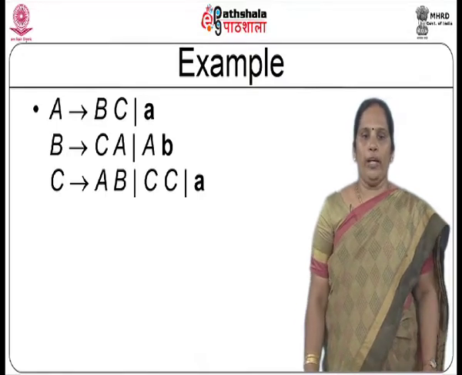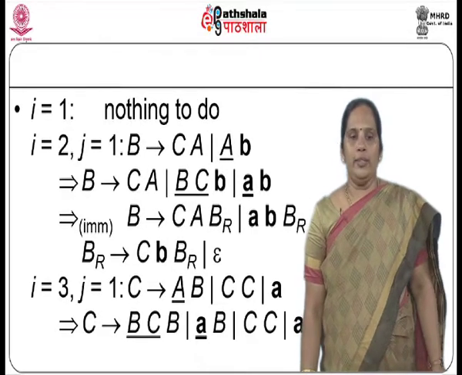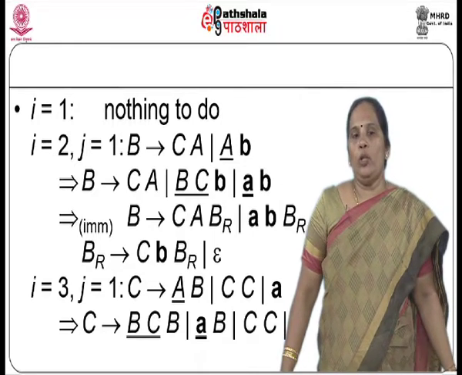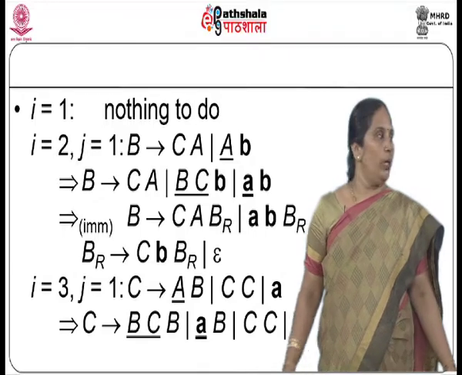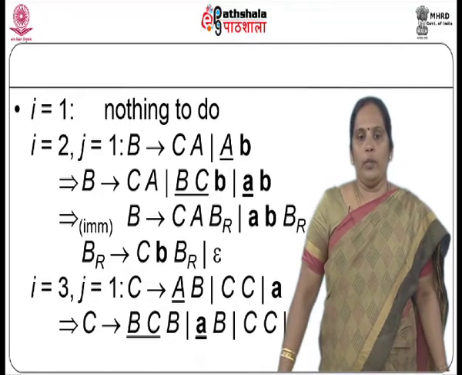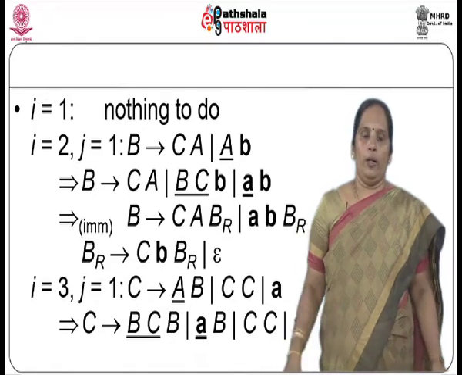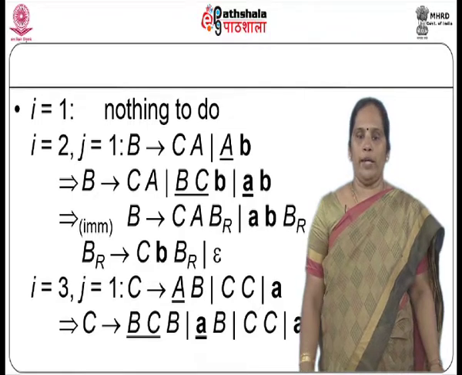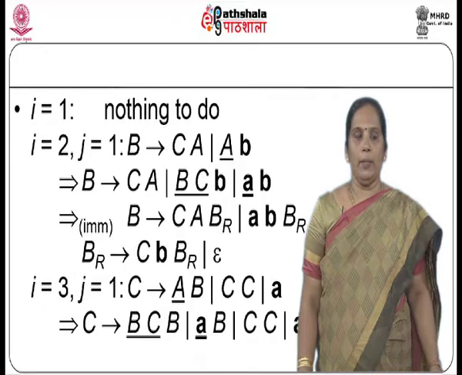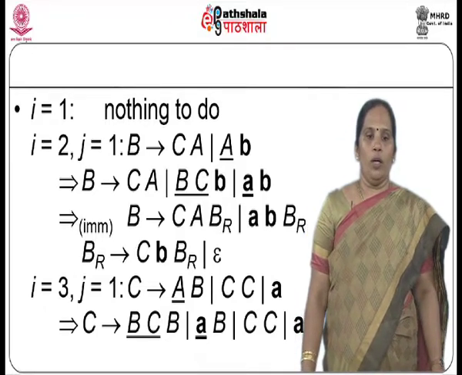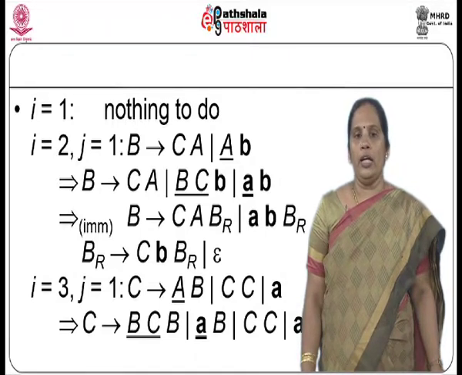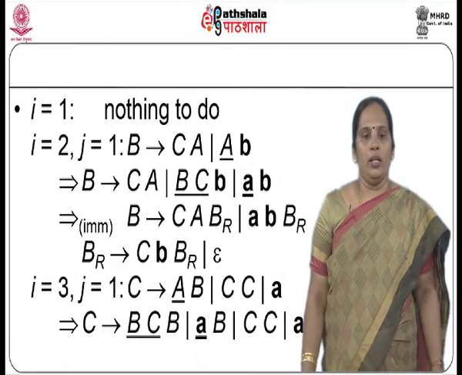Okay. So, what will I do? When i is equal to 1, there is nothing to do because your loop runs from j equal to 1 to i minus 1. So, when i is equal to 2, you take j equal to 1. j starts at 1 and then stops there. B produces CA or AB are the two productions here. So, I have to substitute for this A from here. That is what I am doing here.